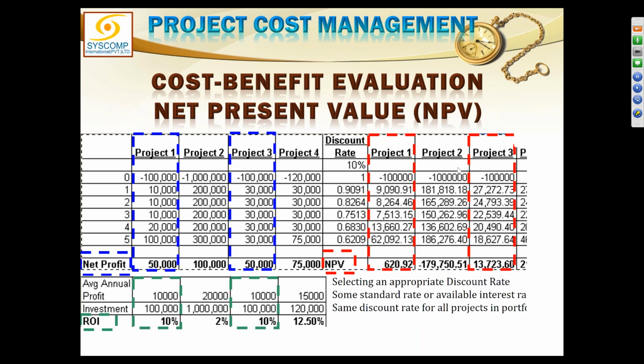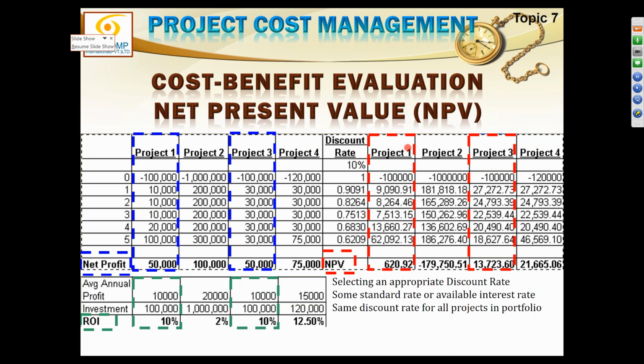If you can see the next picture, this is a summary of all we have done so far. What have we got? The net present value of project 1 is 600 something. The net present value of project 2 is minus 1,79,750 rupees. Why is that? Whereas the net profit was the highest, 100,000, when we calculate the net present value, this goes negative. This is total loss. So the best project from the net profit perspective becomes the worst project from the NPV perspective. And we have already found out in ROI that project 2 was anyway the worst project.